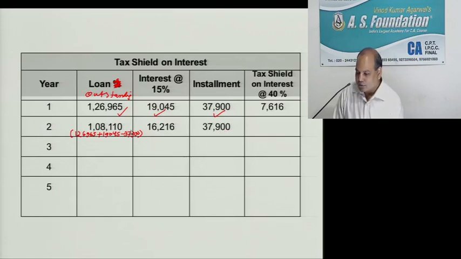Continue. Installment 37,900. Tax shield on interest 6,487. Next year, one more trial. What will be the loan outstanding at the beginning of the third year now? Take this number, add interest accrued, minus installment. So interest will get adjusted. Is it 86,426? Yes, now you understood. This is the advantage of a CA student. Once you teach them, they understand, and then they are willing to make the next mistake.